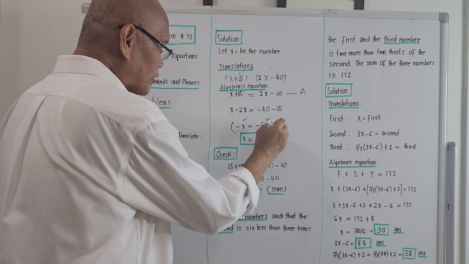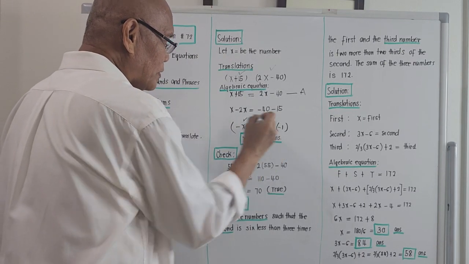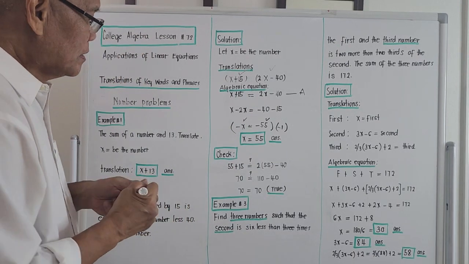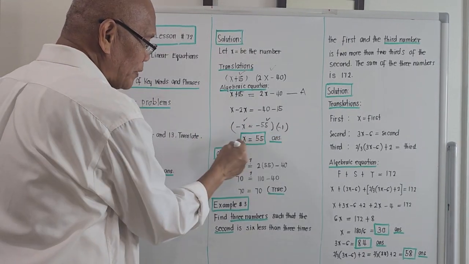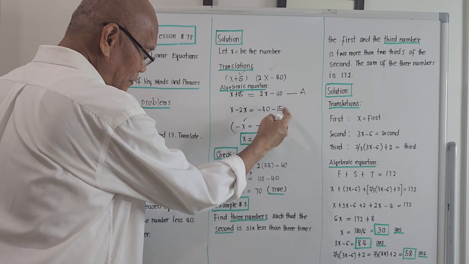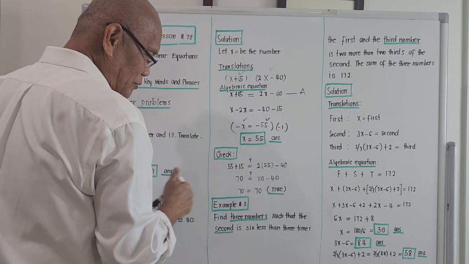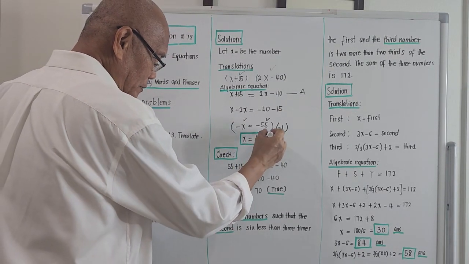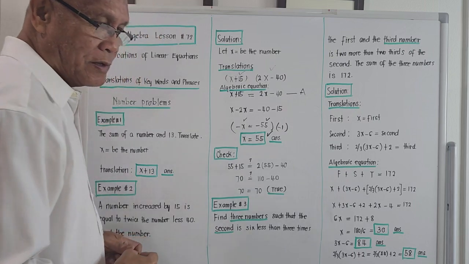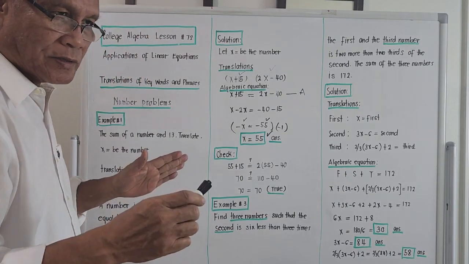Then multiplying all terms by negative 1: negative x times negative 1 will be positive x, negative 55 times negative 1 will be positive 55, so the answer will be 55. Okay, the unknown number is 55.